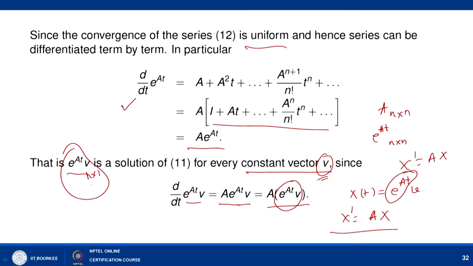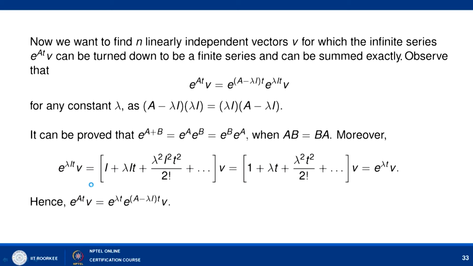So, in particular if we put some condition on v, then also this e to power a t v will be a solution, and we want to choose vector v in a way such that e to power a t v is a finite series, or it can be reduced to just a few terms, say 1 term, 2 terms and so on. So, here we look at e to power a t v as e to the power a minus lambda I t into e to the power lambda I t.